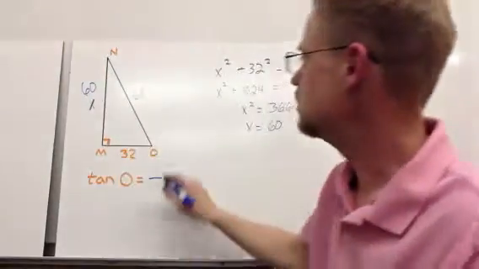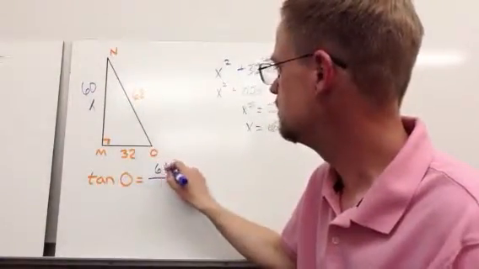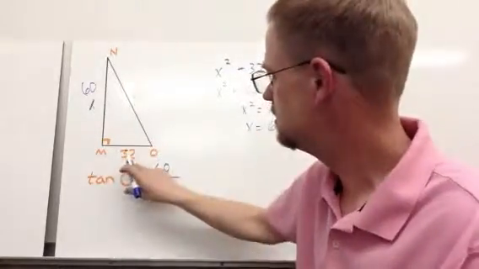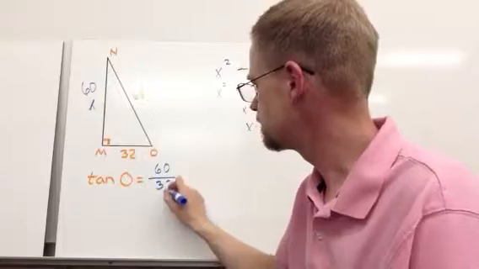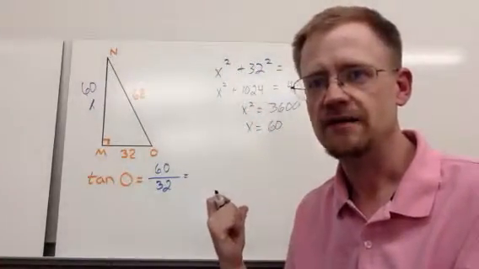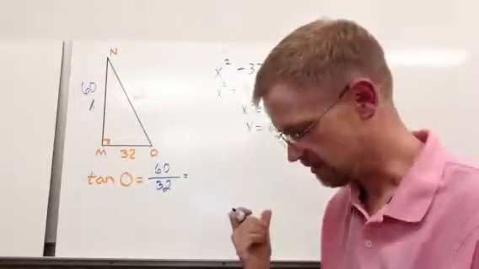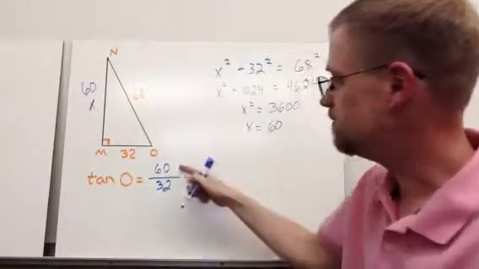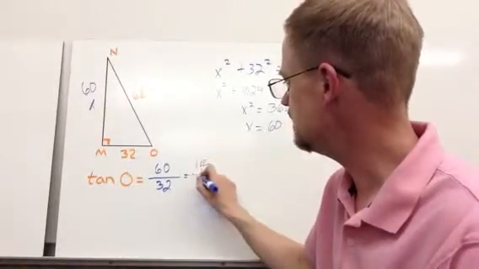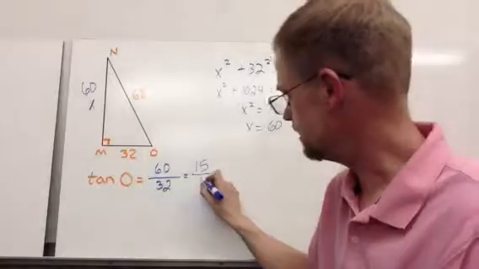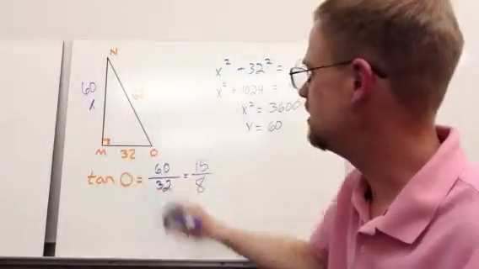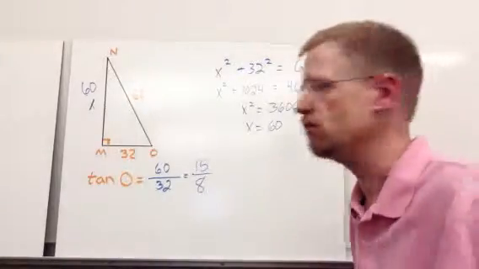60. So we put our opposite, which is 60, over our adjacent. Remember, the adjacent will never be the hypotenuse. The adjacent is 32. Reason I brought this one up, we got to simplify, okay? We still got to deal with fractions and simplify it. And I believe both of these have a common factor of 4, so I divide 60 by 4 and get 15. And 32 divided by 4 gives me 8. Okay? So the tangent of angle O is 15 over 8.